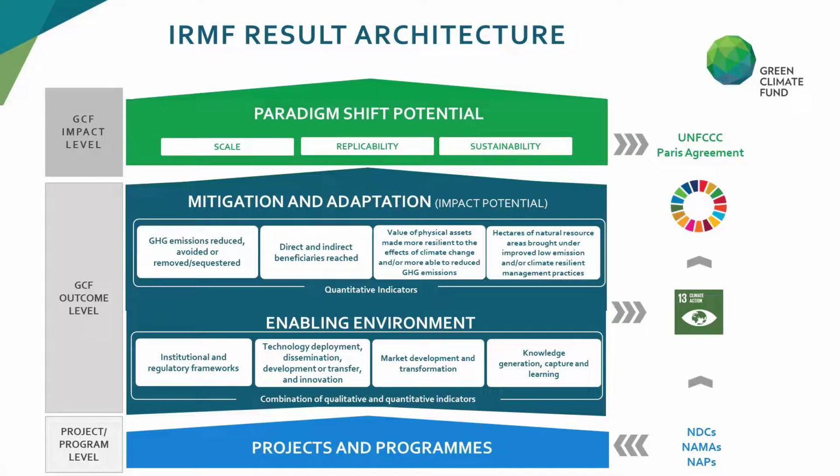At impact level, paradigm shift potential is measured across 3 dimensions, namely scale, replicability, and sustainability. This also allows the GCF to better measure its contribution to the goals of the UNFCCC and the Paris Agreement. At outcome level, there are 2 specific sets of indicators: quantitative core and sub-indicators that measure the contribution to mitigation and adaptation, and these indicators are aggregated at portfolio level, as well as a mixture of qualitative and quantitative indicators that measure the contribution to enabling environment. This set of indicators also allows the fund to better measure the contribution to sustainable development.